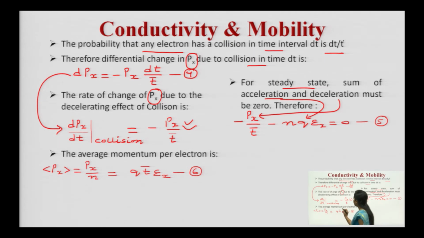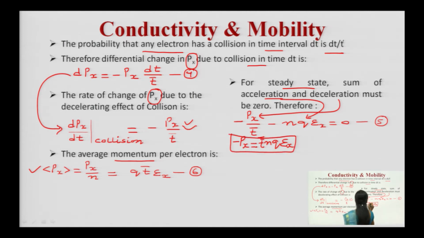Now, if you have to calculate the average momentum for a group of n electrons, means for each individual electron, what would it be? Px divided by n, and this bracket actually indicates the average case, the average momentum you can calculate. So what would be Px upon n? Px upon n you can calculate from this particular equation. See, from here you can write: minus Px is equal to t bar n q Ex.